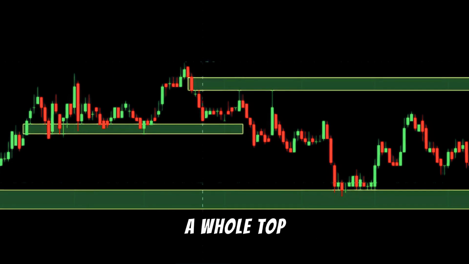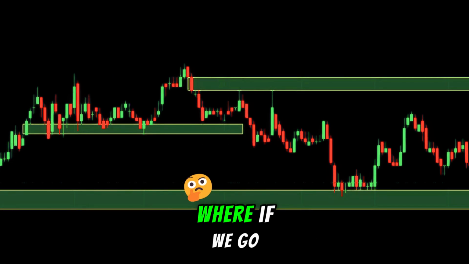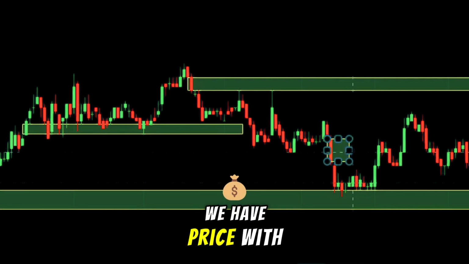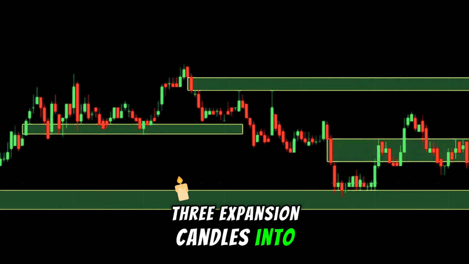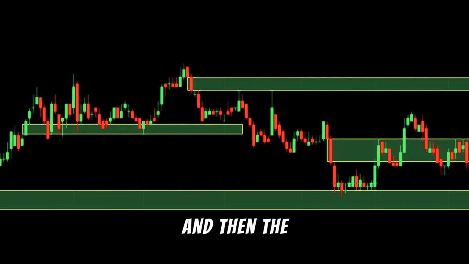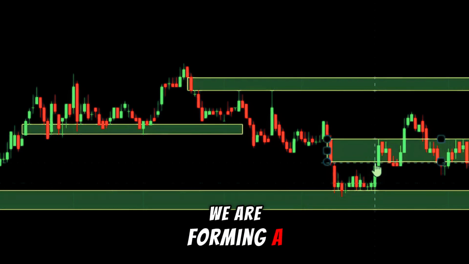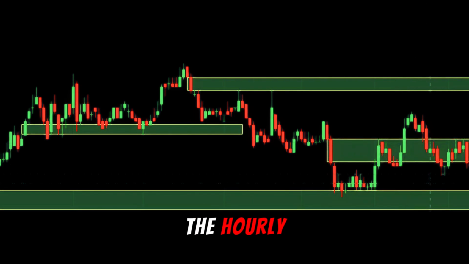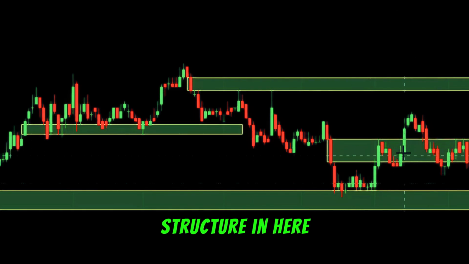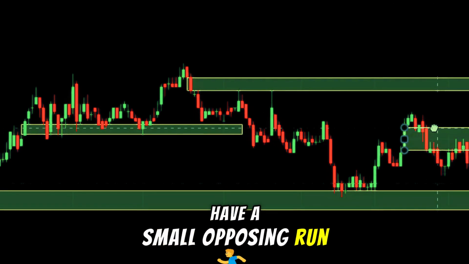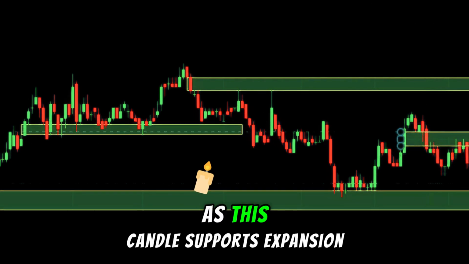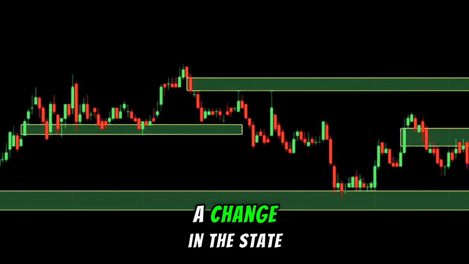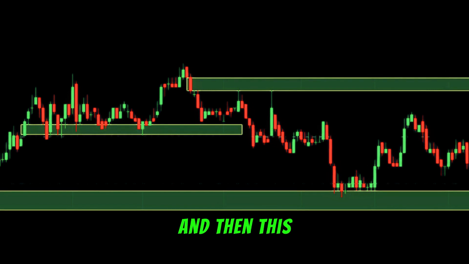But this is a whole top-down example where if we go look at the daily chart one more time, what do we have? We have price with 3 expansion candles into a point of interest. And then the next day, we are forming a reversal because we have a small opposing run. So we go down to the hourly. Look at this structure. In here, you can see we have a small opposing run, which is the most important part, as this candle supports expansion. A small opposing run, a change in the state of delivery. And then this is a continuation lower.